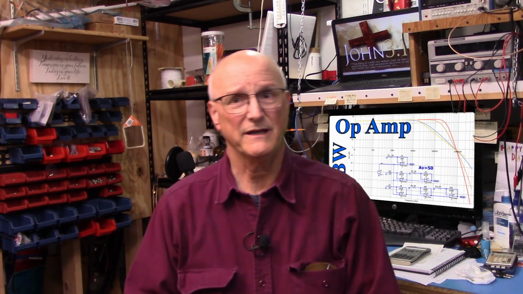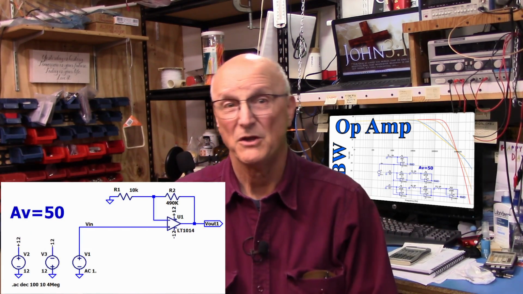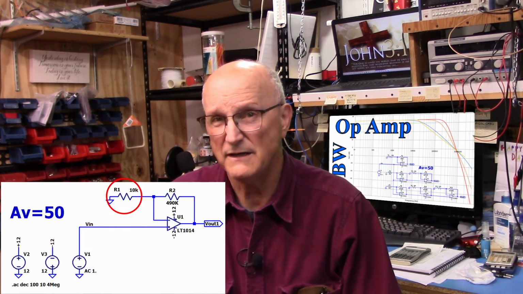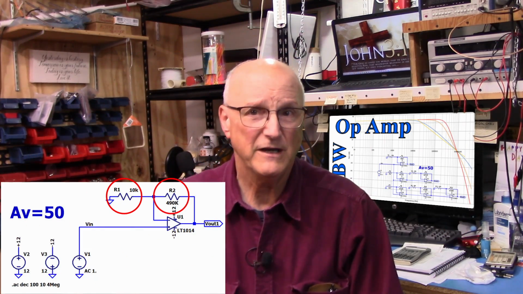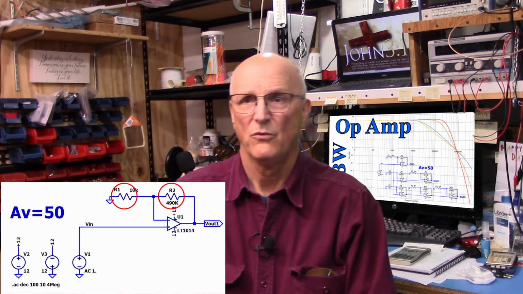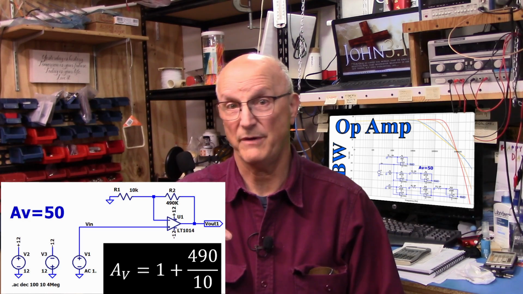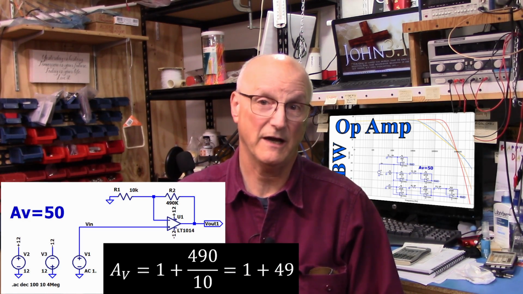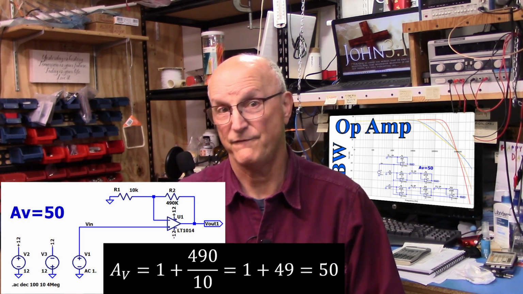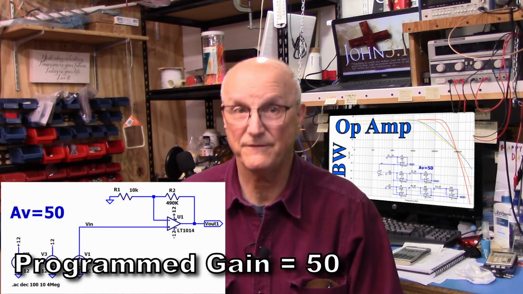Well, for a sanity check, I'm going to simulate this in LTSpice. And so here's my circuit. With a gain resistor of 10 k ohms and a feedback resistor of 490 k ohms, we will have a gain of, well, 1 plus 490 divided by 10, which is 1 plus 49, which gives me a gain of 50. So you can see the programmed gain is 50.